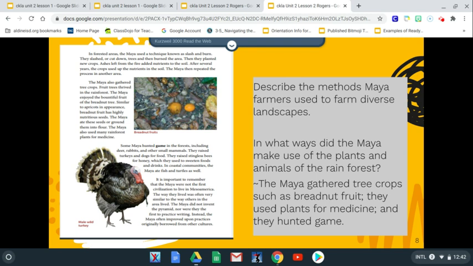The Maya also gathered tree crops. Fruit trees thrived in the rainforest. The Maya enjoyed the bountiful fruit of the breadnut tree. Similar to apricots in appearance, breadnut fruit has highly nutritious seeds. The Maya ate these seeds or ground them into flour. The Maya also used many rainforest plants for medicine. Some Maya hunted game, remember our vocabulary, in the forest, including deer, rabbits, and other small mammals.